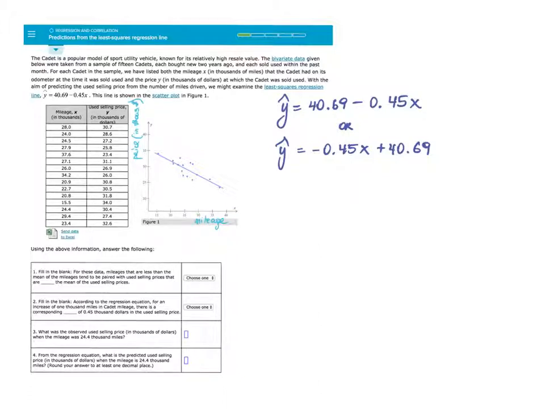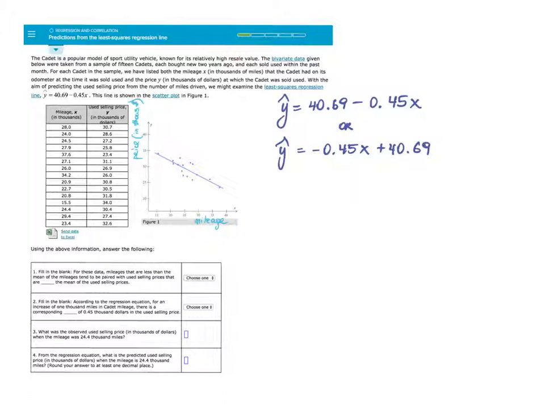So as you can see, we have data provided to us. There are 15 bivariate data elements provided to us for each of the 15 cars. Miles are represented by variable X, and selling price in thousands of dollars is represented by variable Y. Let's use our scatter plot and the least squares regression line provided to us in the visual form and in the equation form to answer the following 4 questions.